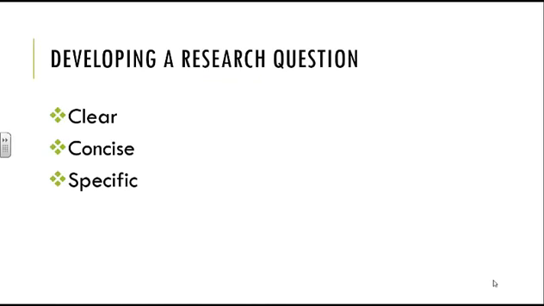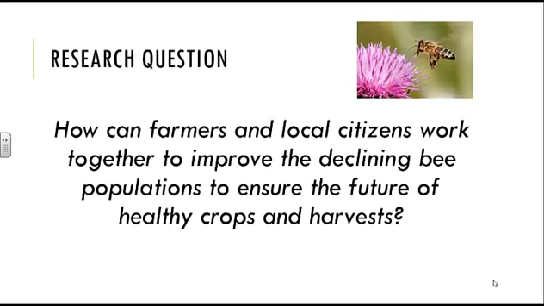We need to remember that in developing a research question, they need to be clear and concise and specific. If the question is too broad, then our search will be very broad and we'll have a wide range of information that may not even pertain to our topic. So our research question today: how can farmers and local citizens work together to improve the declining bee populations to ensure the future of healthy crops and harvests?